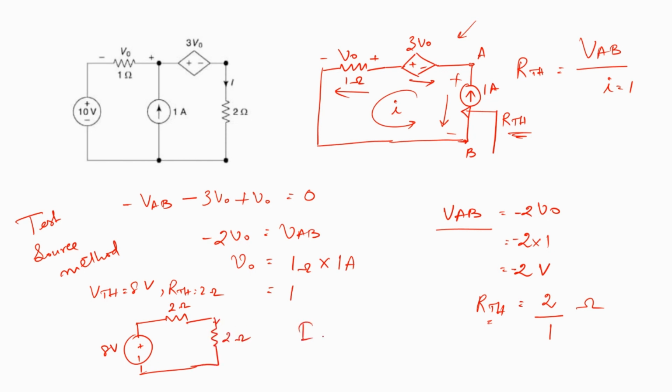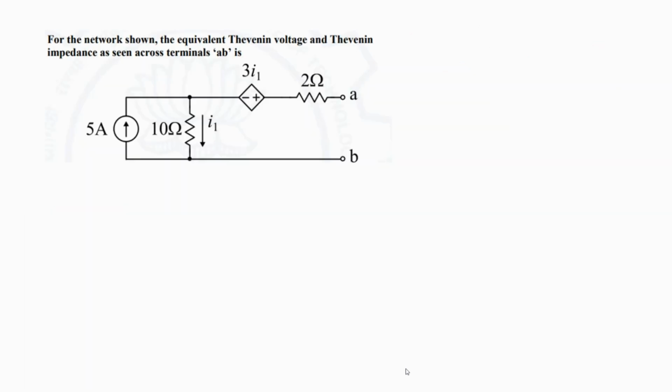So now I is nothing but VTH by RTH plus the load resistance. Here in this case it is 2. VTH is 8, RTH is 2, and the load resistance is also 2. So we get the current I as 2 amps. So having understood this problem, let us now look at two other problems asked in the doubly paper from GATE.